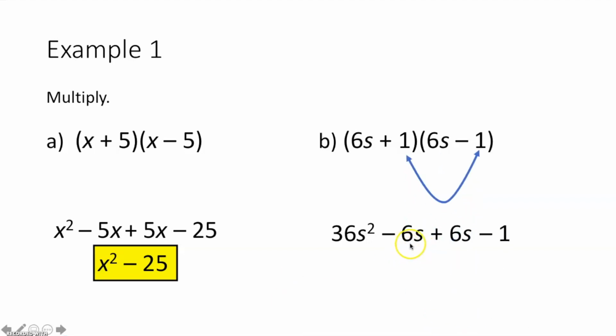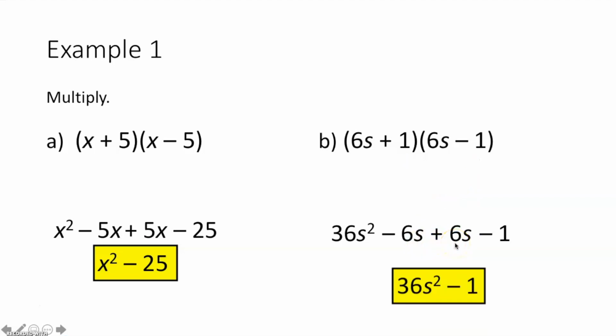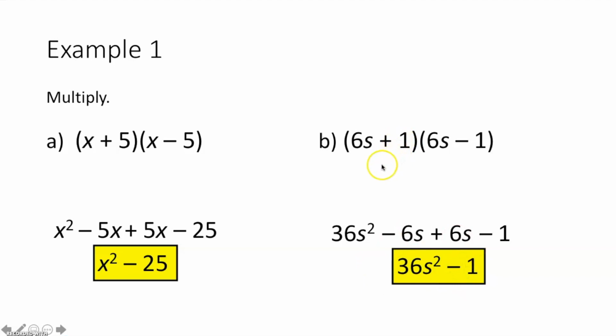We then combine like terms. These two in the middle are going to cancel each other out. And we're left with 36s squared minus 1, just like we got with our shortcut.